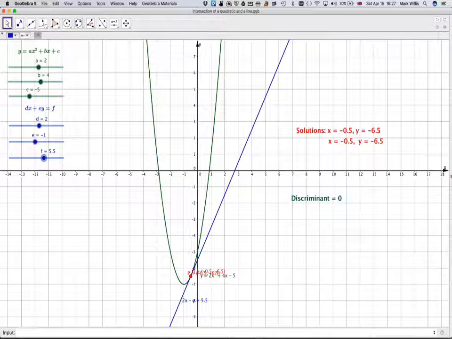Okay, so this has been a video to show you what happens when a line and a quadratic intersect. They can intersect in two places, or in one place, like we've got in the diagram, which means it's a tangent, and if it doesn't intersect at all, then the discriminant will be negative. So the rules of the discriminant apply to this as well.